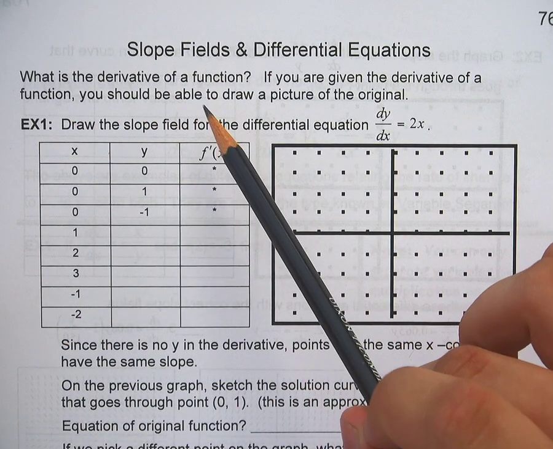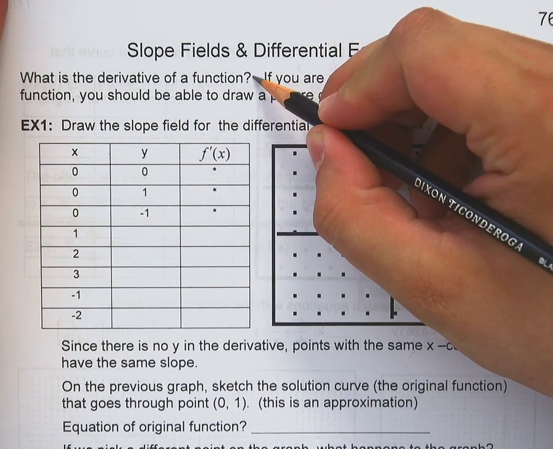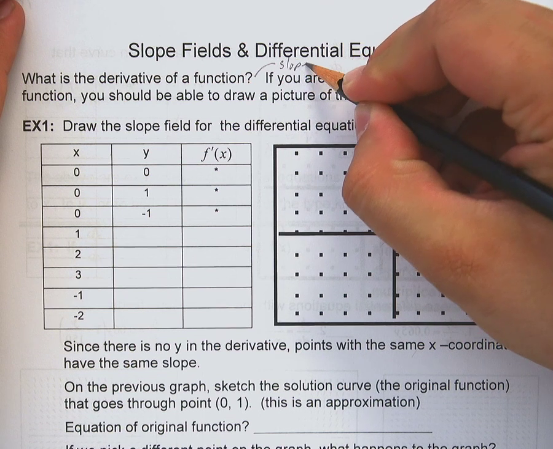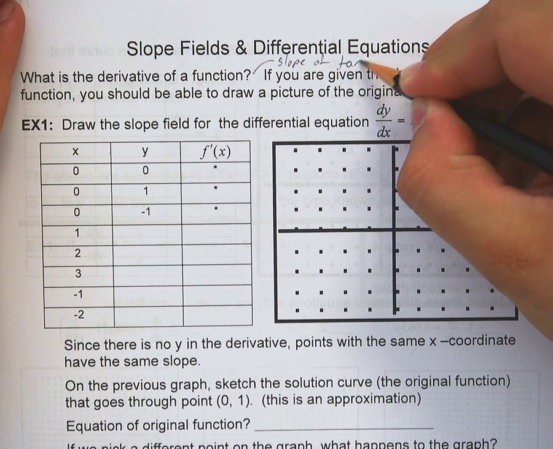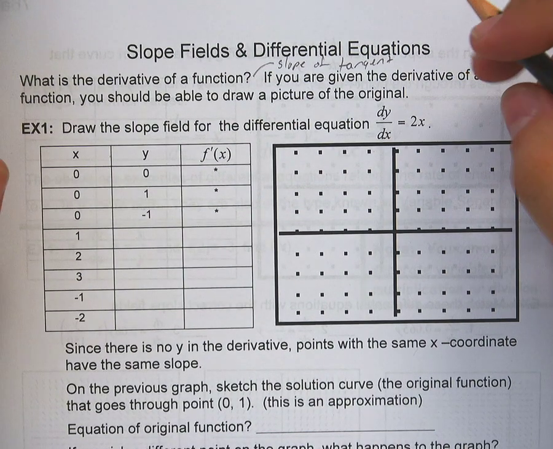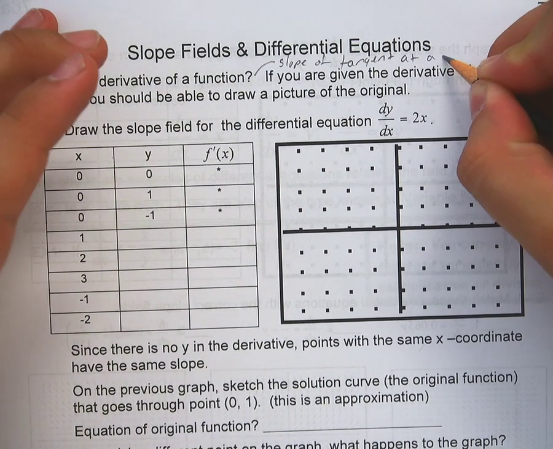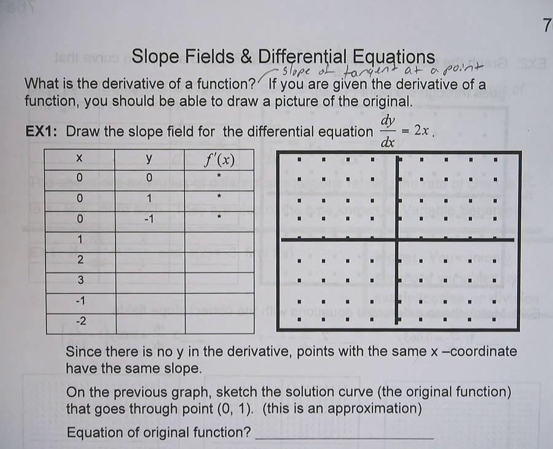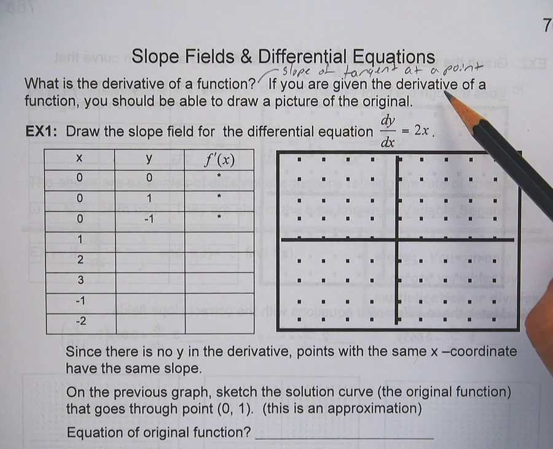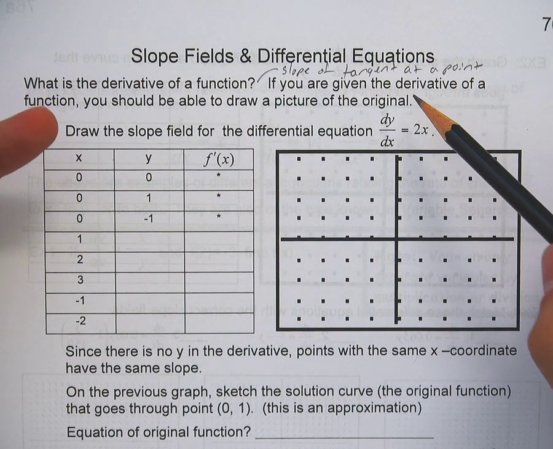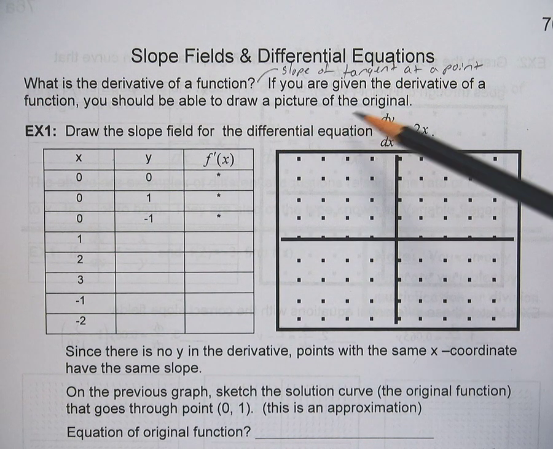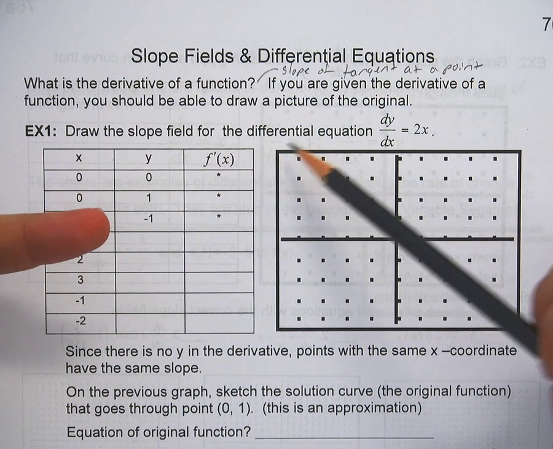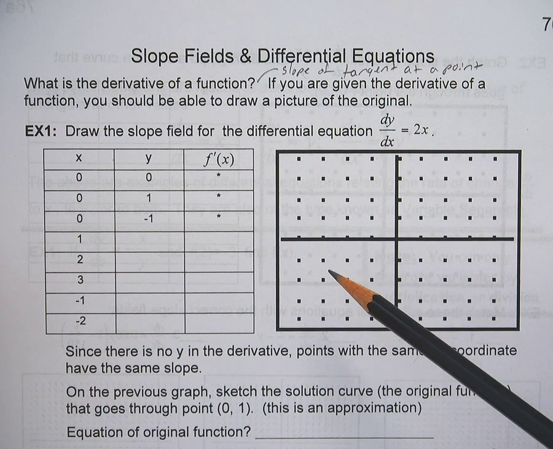But just to start us off here, we have a pretty simple question. What is the derivative of the function? Well, we know that the derivative of the function is the slope of the tangent line, right? So it's the slope of the tangent line at a point on a function. If you're given the formula for the derivative, you should be able to draw a picture of the original, right? So the example here says draw the slope field for the differential equation dy over dx equals 2x.